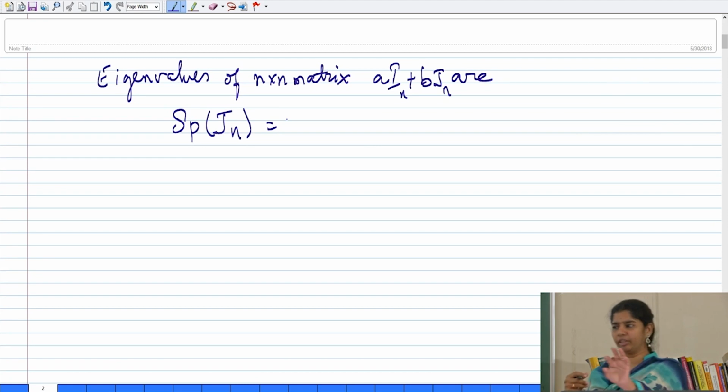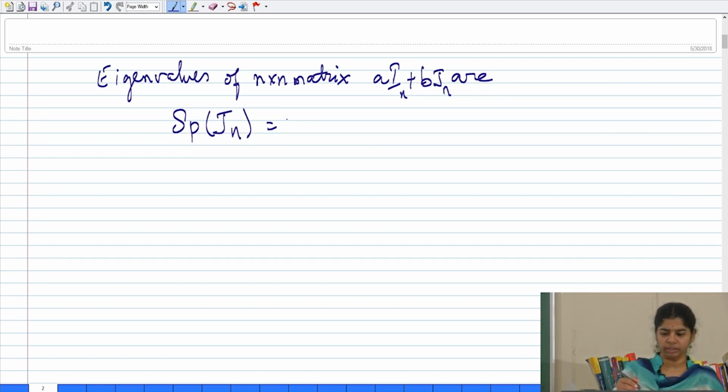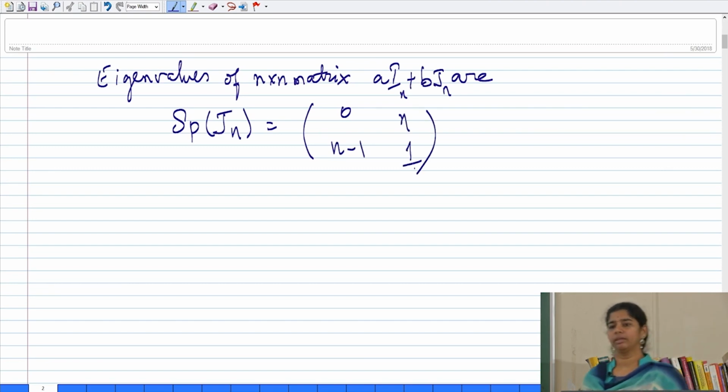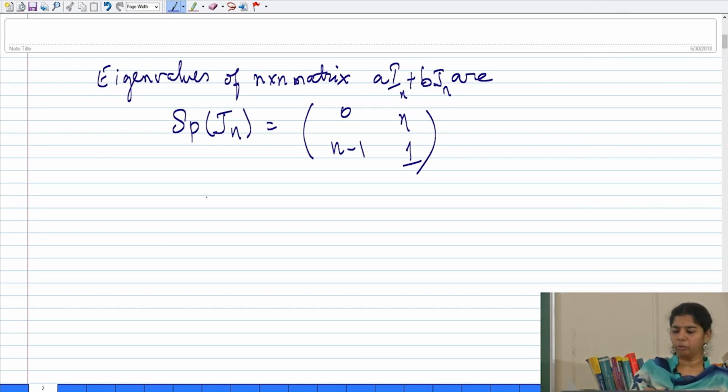We know about all these matrices, so we can just quickly go through this. The spectrum of J is 0 repeating n minus 1 times and n one time, right. So this is our spectrum of Jn, and what about B times J?